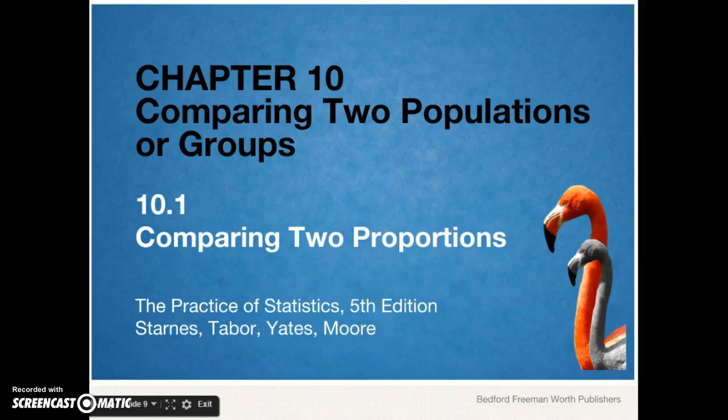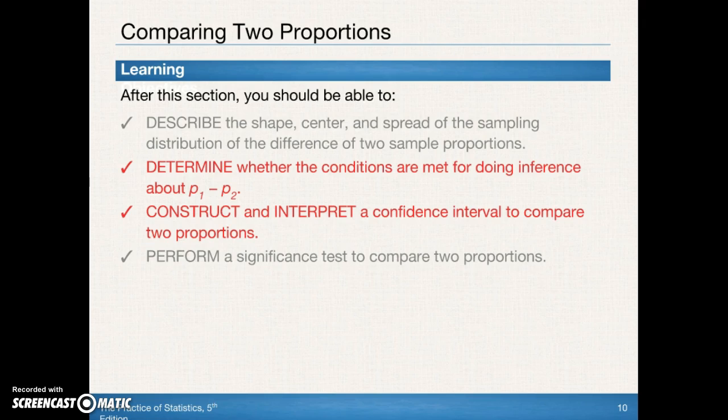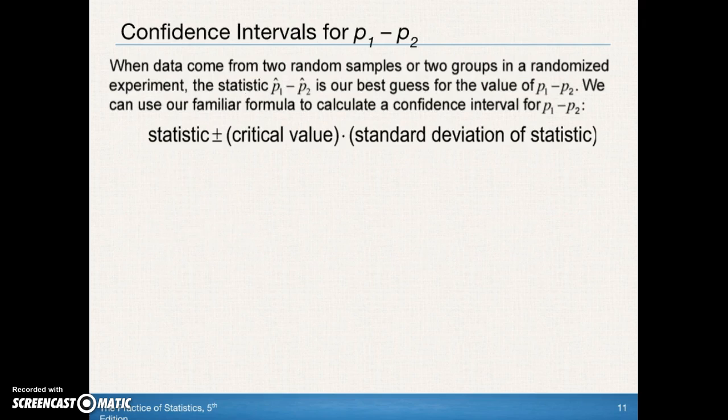Hi, this is the second video for section 10.1, again, where we're comparing two proportions. In this video, we're going to first determine the conditions that we need to check again for inference. They're very similar to what we were doing before. And then we're going to construct and interpret confidence intervals. So again, a confidence interval answers the question, what is the difference?